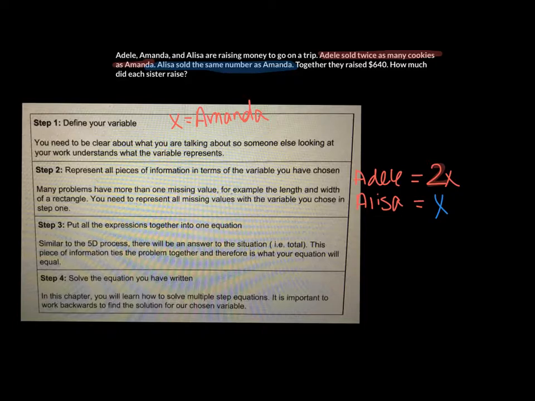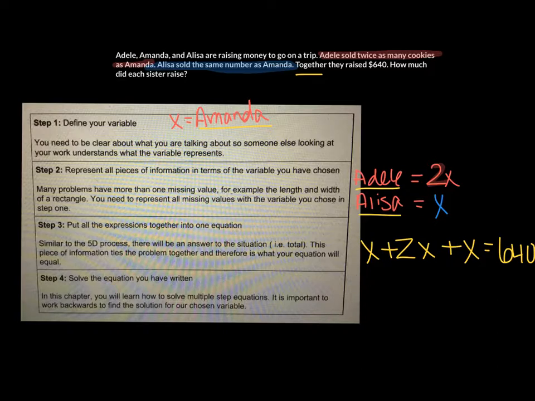Step 3, I just have to put it all together. In this problem, it literally says together they raised a certain amount of money. So together, the key word there is addition. You just add everything up. So I'm going to rewrite this to be Amanda plus Adele plus Alyssa, which is going to be X plus 2X plus another X, because you have your Amanda, your Adele, and your Alyssa. Now the problem told me how much this is supposed to equal, a total of $640. So I'm just going to set that equal to $640.